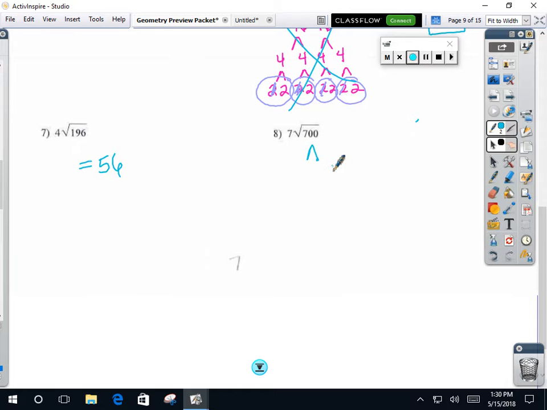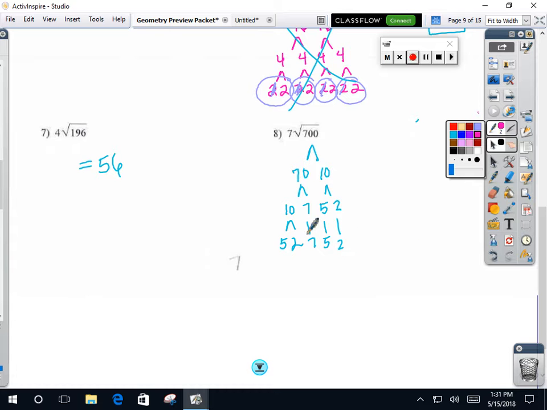So Marcus, why don't you help us out? What are factors of 700? Okay, factors of 70. Factors of 10. And then factors of 10. And then these are primes, so just drop them down. Okay, now what do I do?